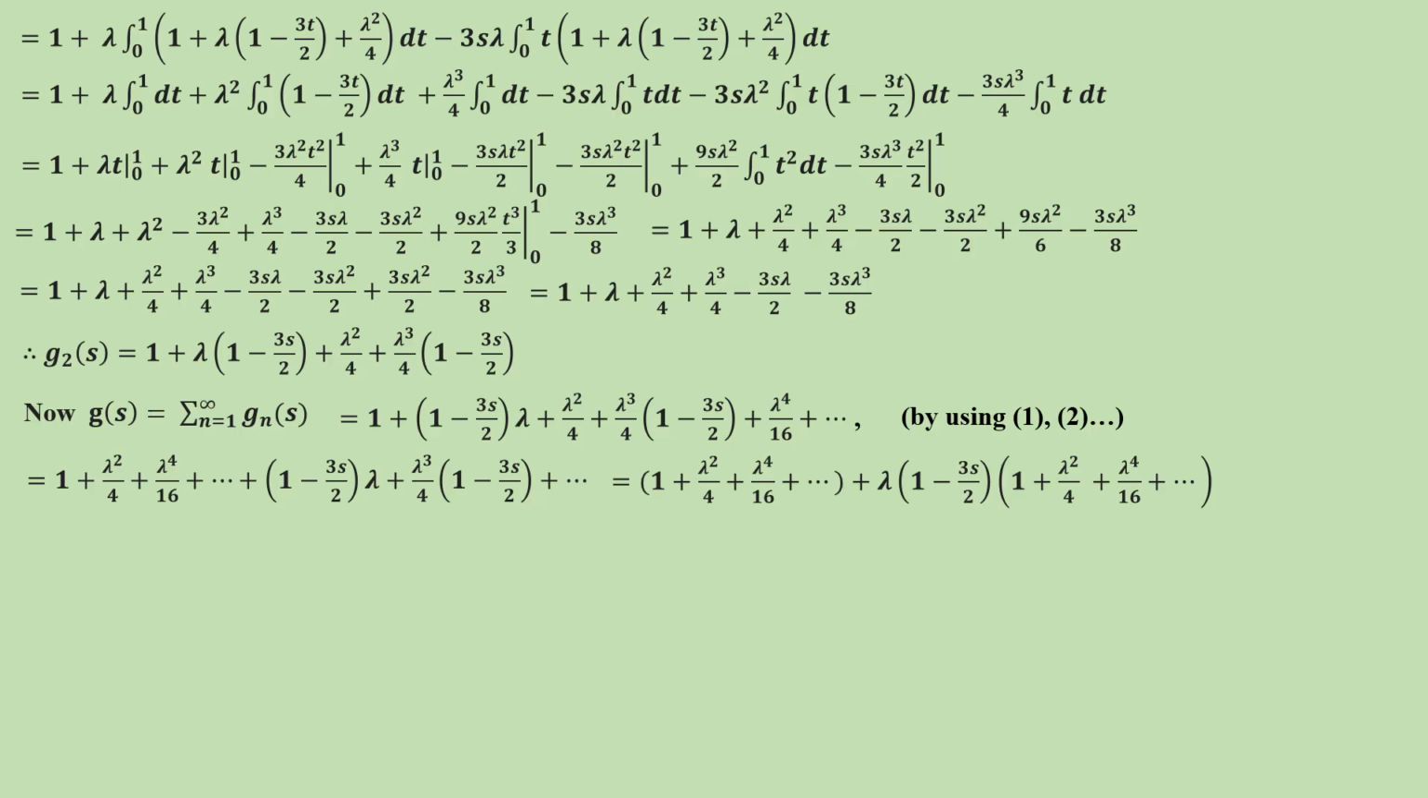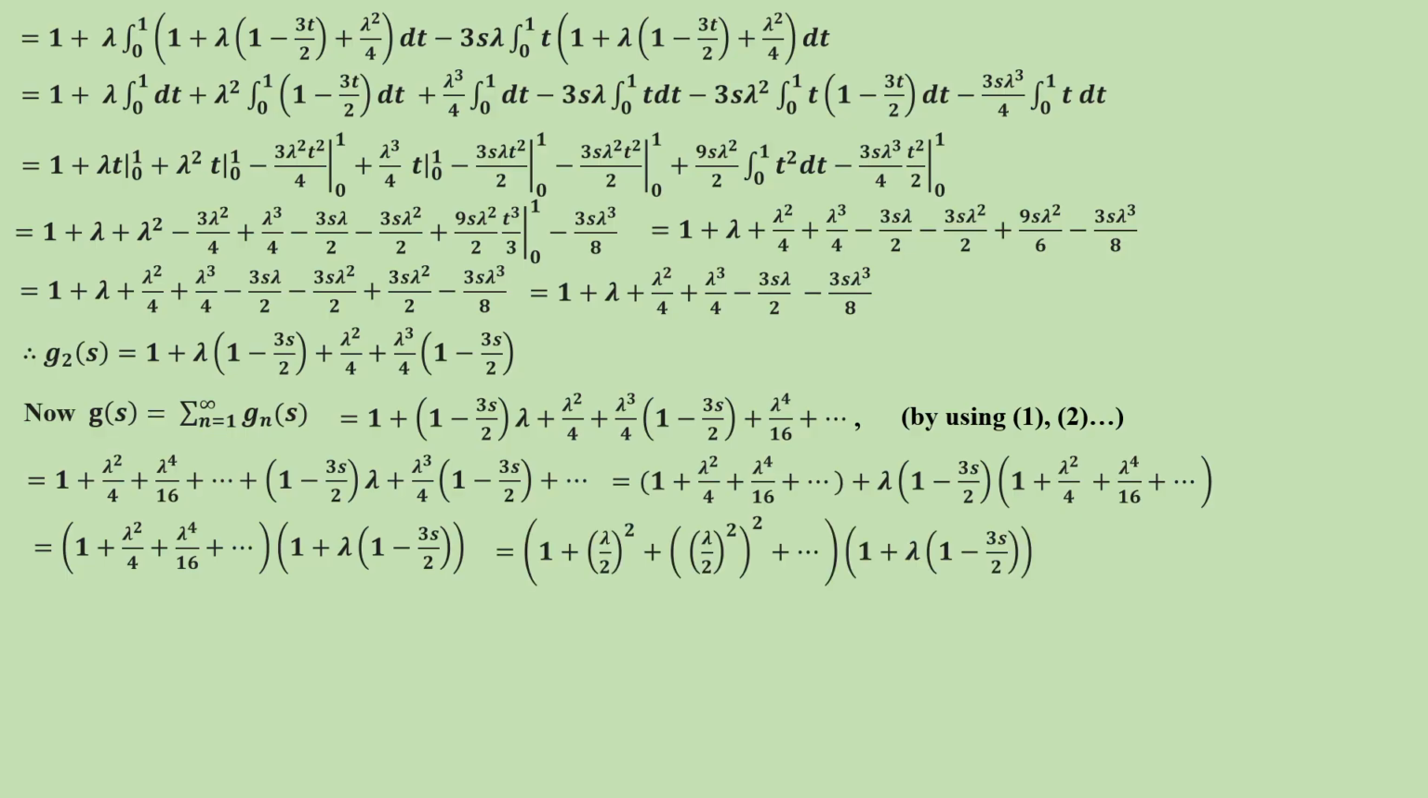That is equal to 1 plus λ²/4 plus λ⁴/16 plus etc., all even powers of λ, then odd powers of λ. Taking (1 − 3s/2) common, take it outside from these two terms. λ also common, take it outside: λ into (1 − 3s/2) into (1 + λ²/4 + λ⁴/16 + etc.). So in both terms the even powers 1 plus λ²/4 plus λ⁴/16 plus etc. are the same, right? Take it outside, into 1 plus λ into (1 − 3s/2).